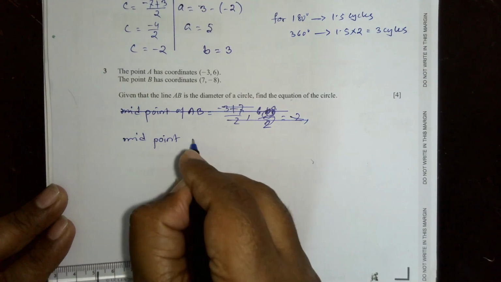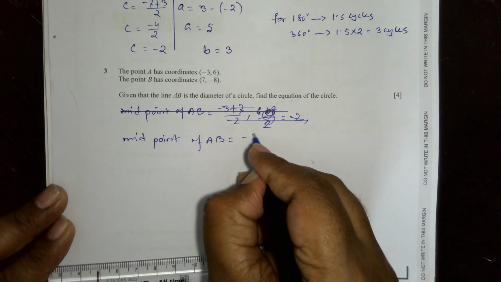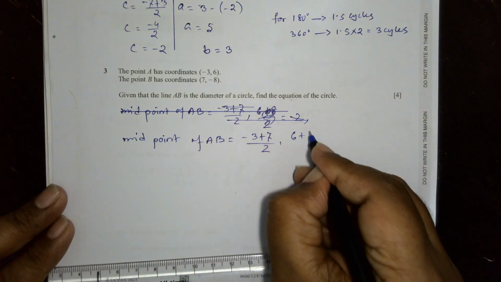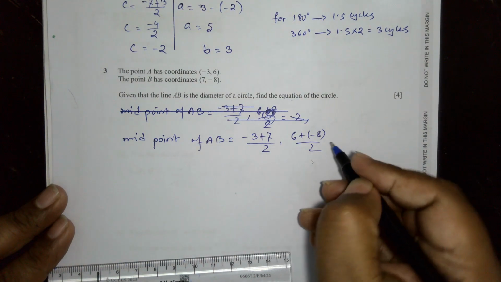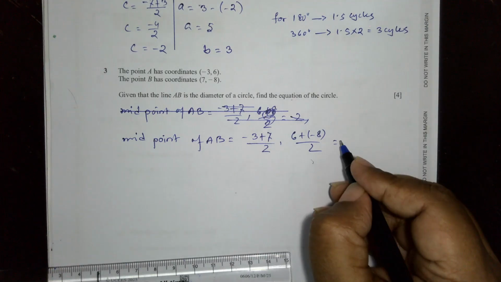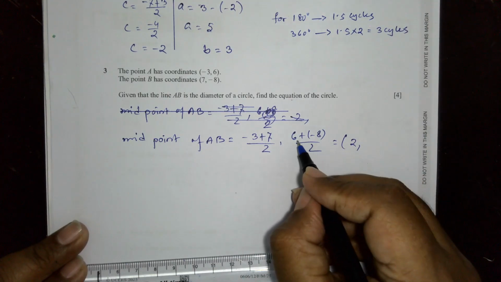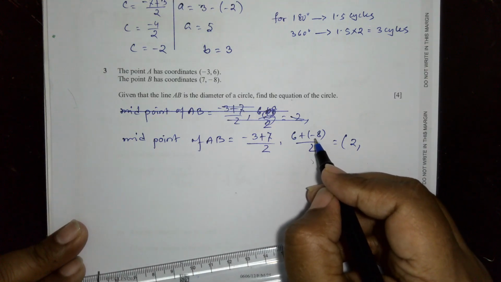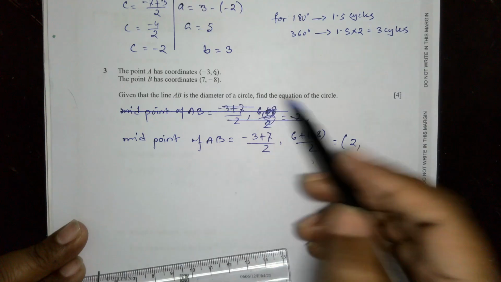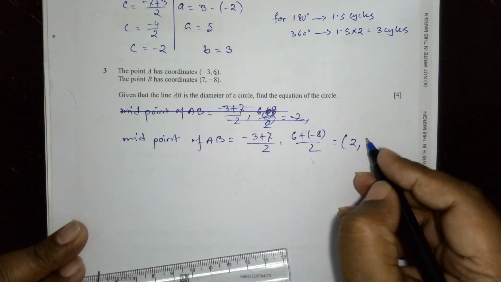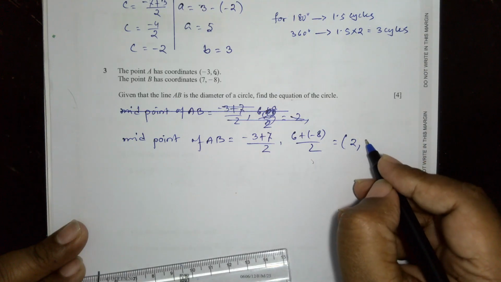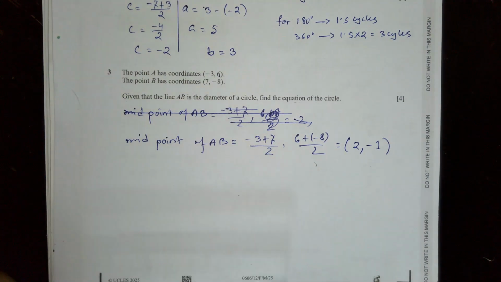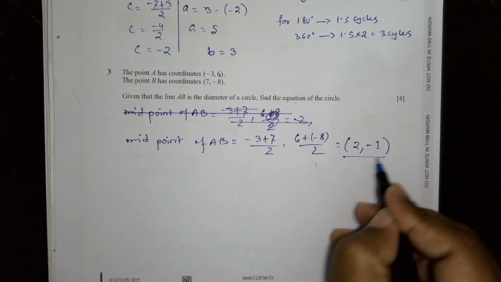Midpoint of AB is (-3 plus 7) divided by 2, comma, (6 plus minus 8) divided by 2. So now you will have 4 divided by 2, that is 2, comma, and this is 6 minus 8, which is minus 2 over 2. That means minus 1. Okay, so this is the center of the circle.